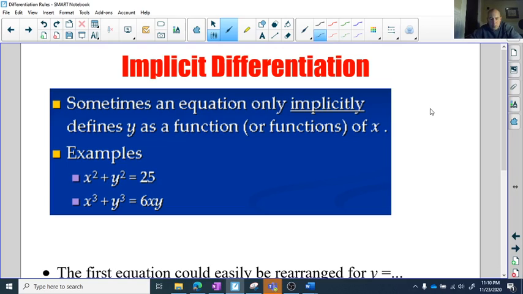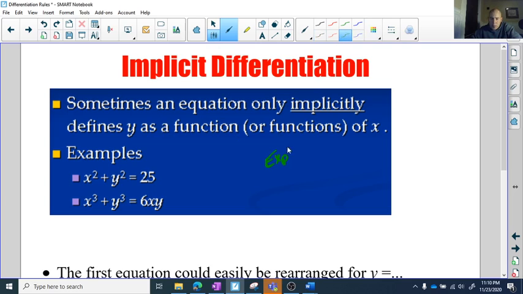Welcome to this instructional video, which is going to go through a process known as implicit differentiation. Now, just to give you some background on where the word implicit comes from, there's two types of functions. There are explicit functions, which is all we've looked at so far.